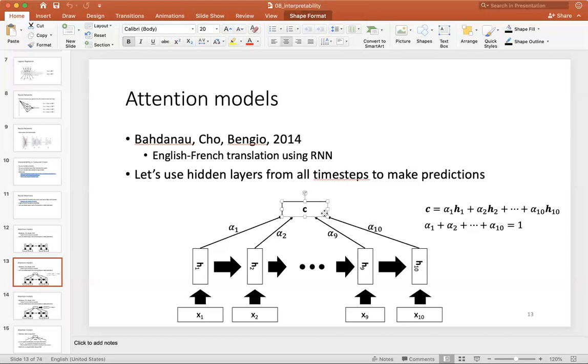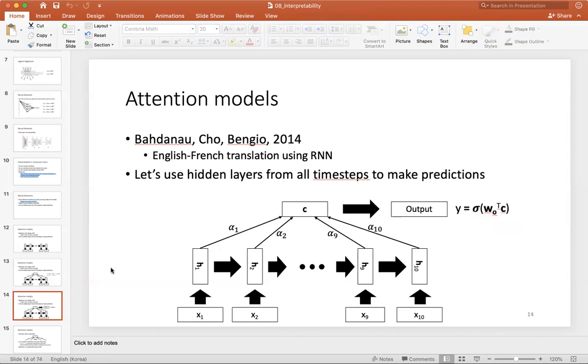So the context vector can be represented as alpha 1 times H1 plus alpha 2 times H2, and so on. And then it's a convex sum. So all the attention weights should sum to 1: alpha 1 plus alpha 2 all the way to alpha 10 should be 1. The next step is you need to define alpha 1. But before that, you derive the context vector C, and then you put that through either logistic regression or softmax, and then you make the prediction.